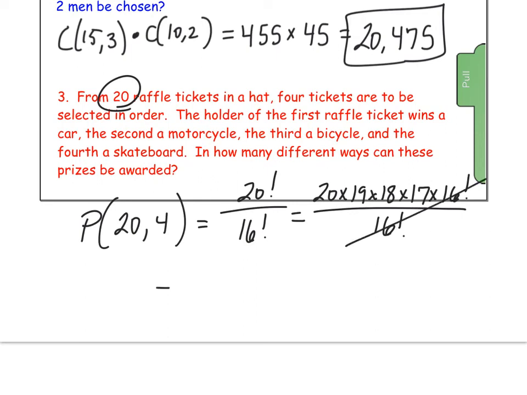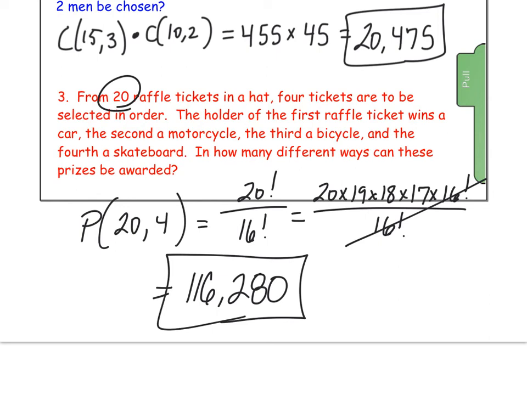So with your calculators, what we need to accomplish is 20 times 19 times 18 times 17, which is 116,280 different ways for winners to be chosen.